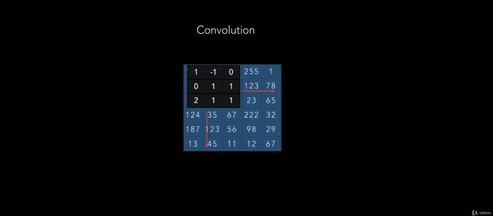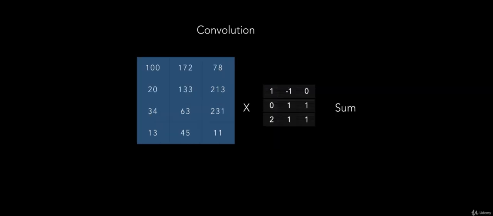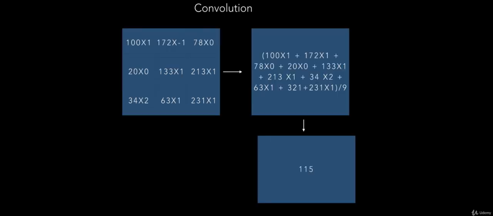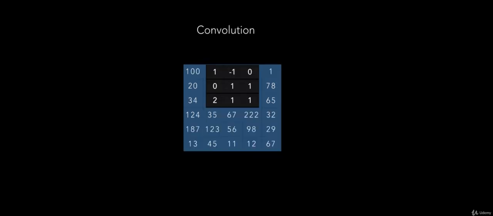Then we slide the kernel to the right. So this is the convolution operation. You multiply and then you sum. So let's go step by step. This is what the output would look like. First you multiply all the elements, and then we add them together, and the final sum will be 115. So a 3 by 3 part in the original matrix will be replaced by one number. That's what convolution does.